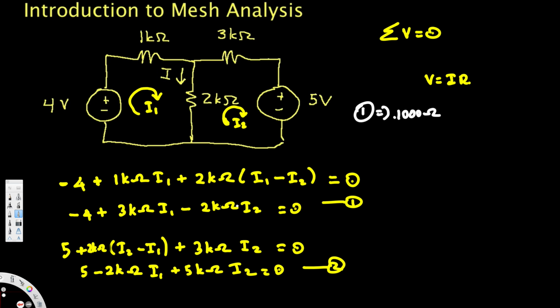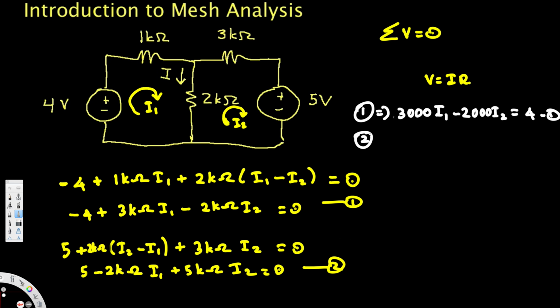Actually I have to look at the simplified equation. Simplified equation is right here. This is 3 kilo ohms of I1. So this is going to be 3000 ohm I1. So 3000 I1. And here we have minus 2 kilo ohm I2. So this is going to be minus 2000 I2. That is equal to plus 4, because if I move this 4 to the other side, that's going to be plus 4. And this is our equation 1.